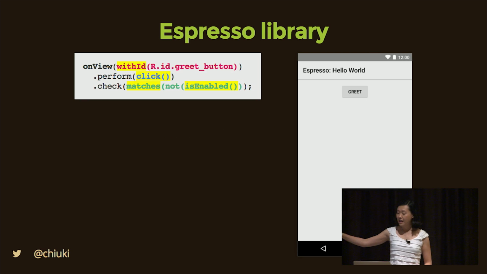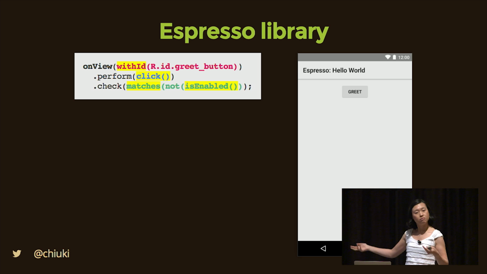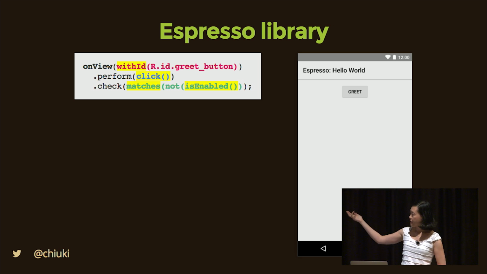So like I said a little bit earlier, the withId is something that Espresso provides for you to look for a view. There are other things like click, matches, and isEnabled. So almost everything here is coming out of the Espresso library. But the not part is from Hamcrest. It's still bundled with the Espresso library, but it's not written by the folks at Google. It's a Java-specific library that you can do different things.